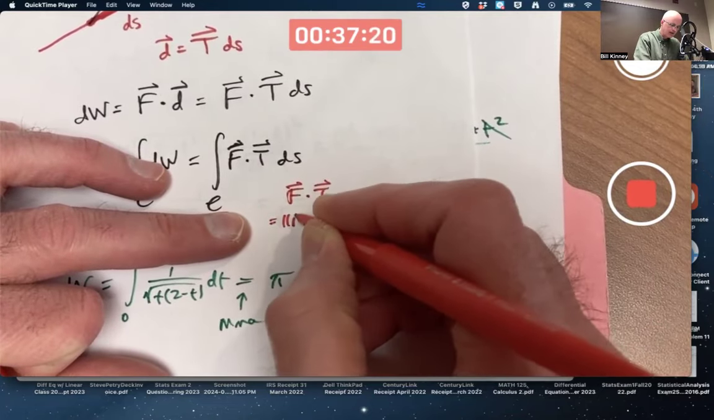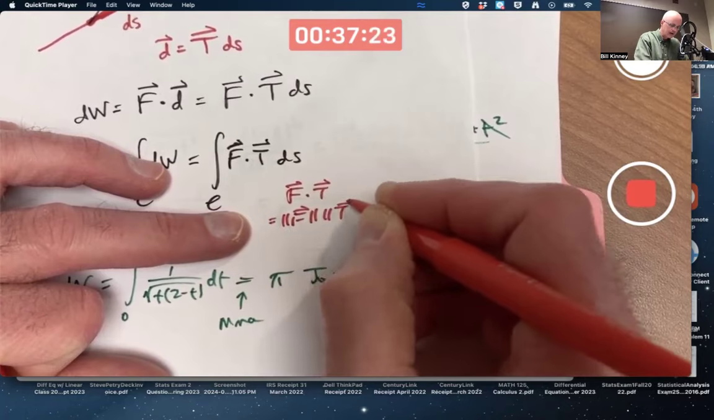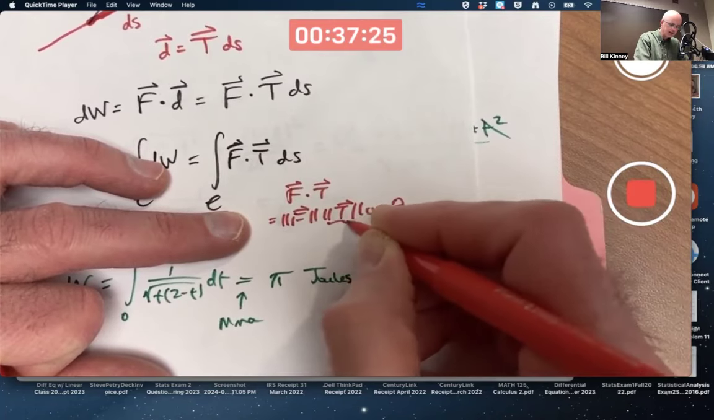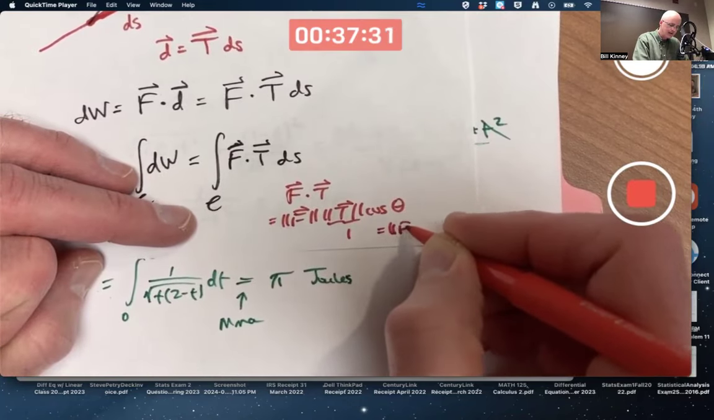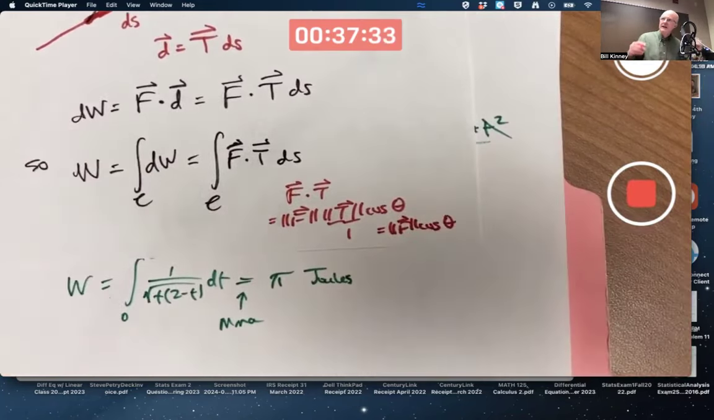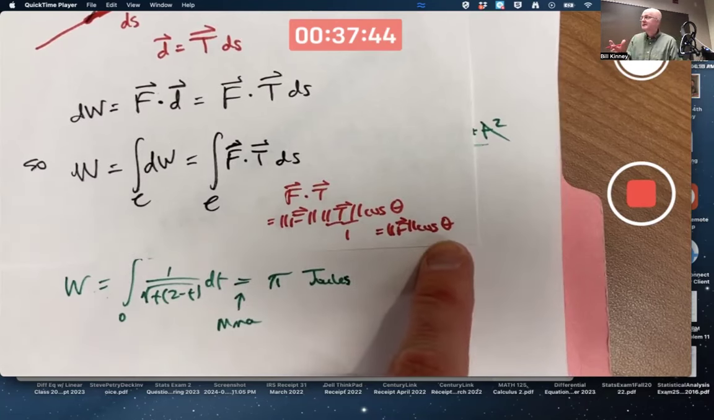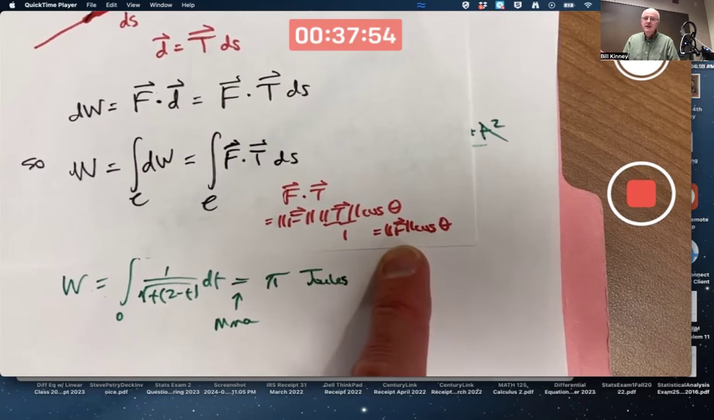F dot capital T here is the magnitude of F times the magnitude of capital T times the cosine of the angle between them. That's always 1, though. It's a unit vector. So we get the magnitude of F times the cosine of the angle. But if F, the vector field, this rotational kind of thing, is always tangent to the curve, that angle is always going to be 0. Capital F and capital T are parallel and pointing in the same direction. The angle is always 0. The cosine of 0 is 1. You're effectively just integrating the magnitude of F over the entire curve.